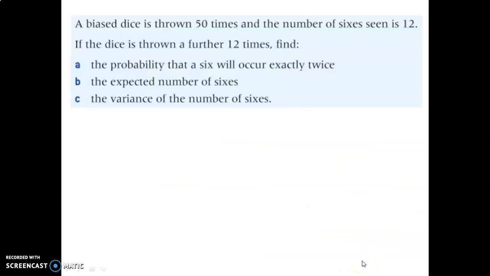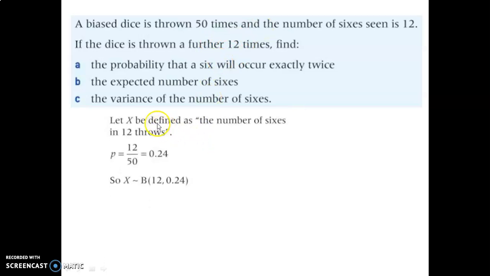Okay, let's finish off with a couple more. Here's another one. Please read this and see if you can find A, the probability that a 6 will occur twice. Okay, this one is just like the one we just saw. There's an initial experiment which is used to establish our theoretical probability, and then there's a second experiment for which we want to calculate the values. So we're going to let x be defined as the number of 6s in 12 throws. The probability from the first experiment is 12 out of 50, 0.24, and therefore our binomial distribution is this.